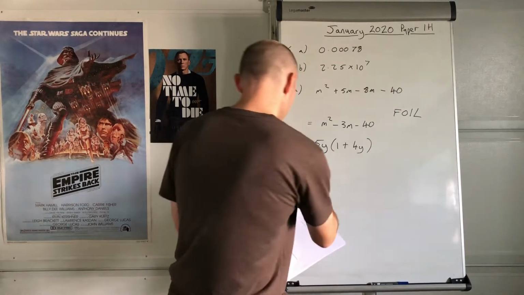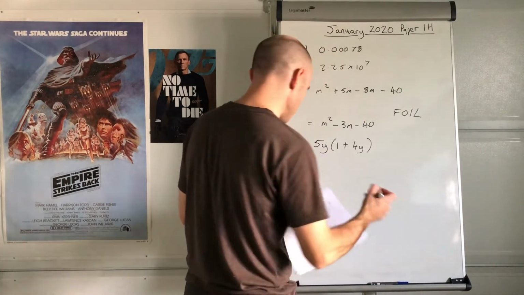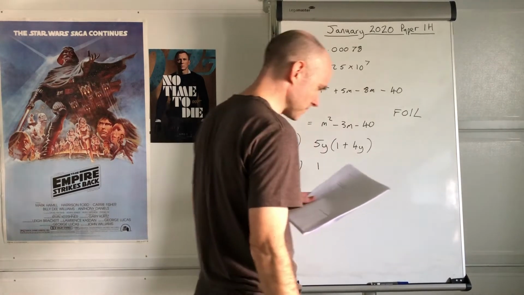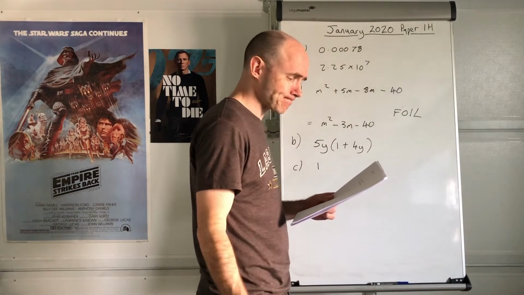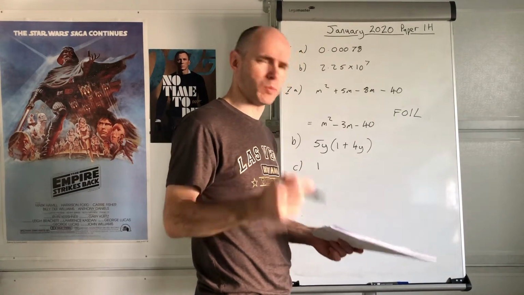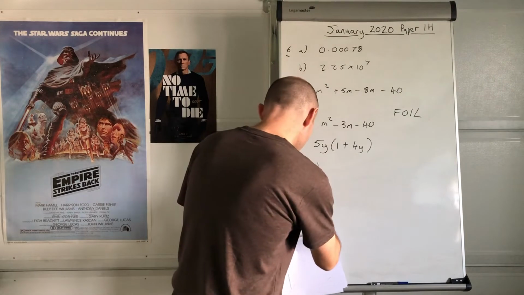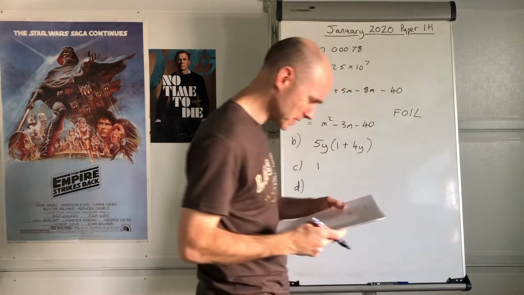Part C. So here we've got p squared plus 3 to the power of 0, so the answer is 1, okay. Yeah, anything to the power of 0 is 1 except 0 itself. What is 0 to the power of 0? I'm not answering that for you. Well, that's just a question for thought, okay.